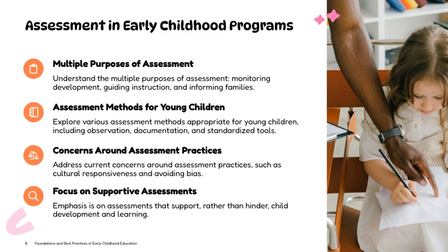There are different methods we can use to assess young children effectively. Observation is a primary tool, allowing us to see how children interact and learn in natural settings. Documentation, like collecting samples of their work or keeping detailed notes, provides ongoing evidence of progress. Additionally, standardized tools can offer useful benchmarks, but they need to be chosen carefully to fit the child's context.